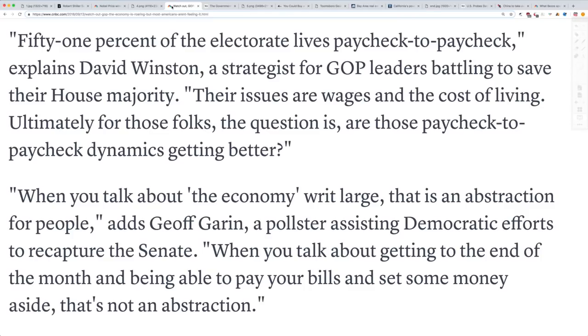When you talk about the economy writ large, that is an abstraction for people. When you talk about getting to the end of the month and being able to pay your bills and set some money aside, that's not an abstraction. When I look at the economy, this is something that has nothing really to do with Wall Street. And that's where people don't understand.